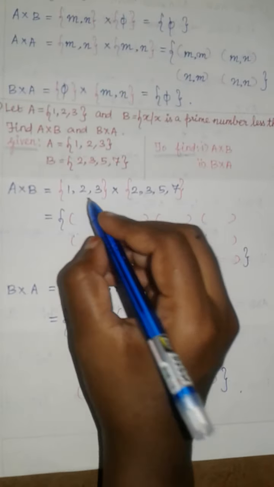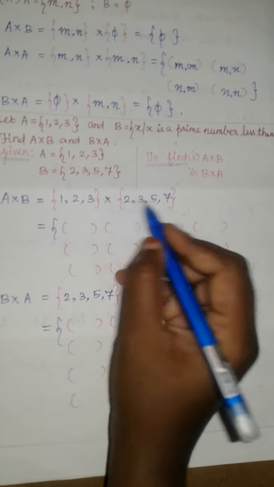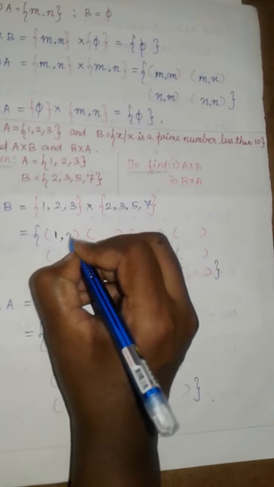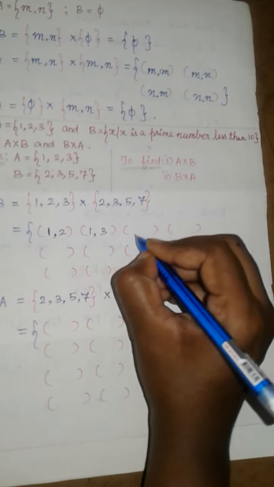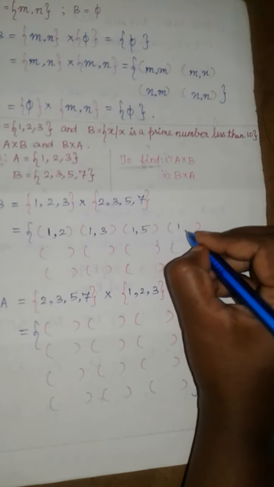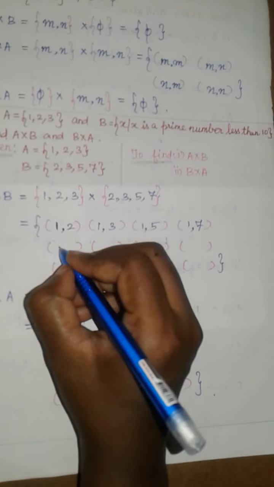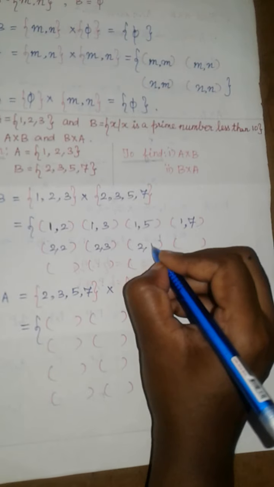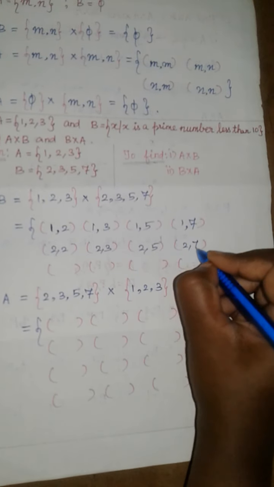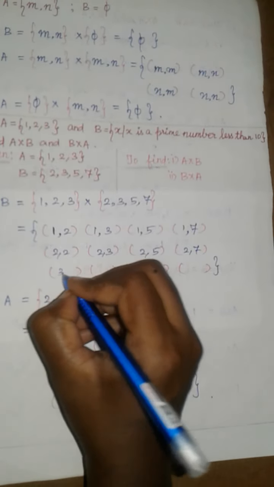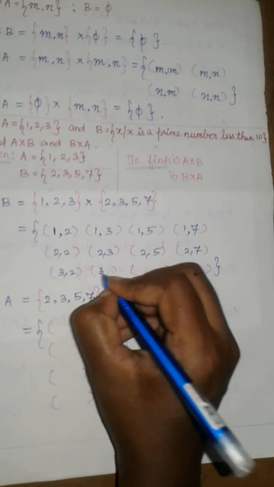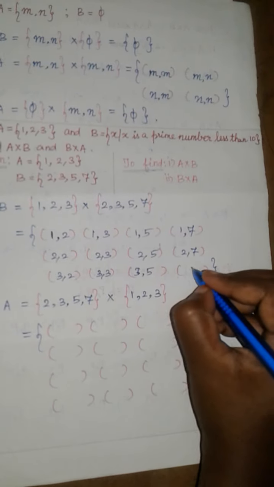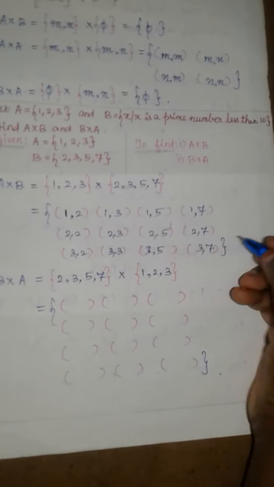Okay, first A cross B, A set into B set. A set element 1 with these elements: (1, 2), (1, 3), (1, 5) and (1, 7). Next one is (2, 2), (2, 3), (2, 5) and (2, 7). Next one is (3, 2), (3, 3), (3, 5) and (3, 7).